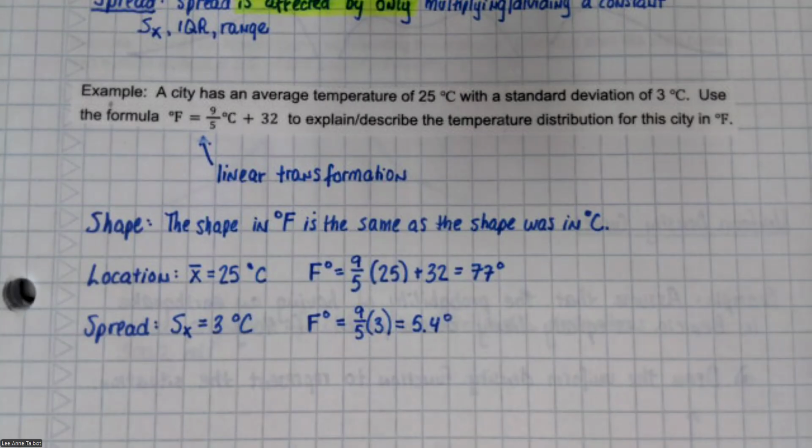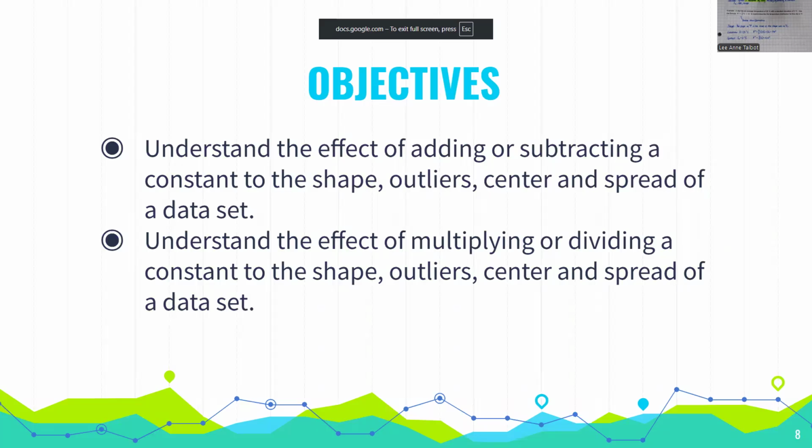Let's see. Okay. We had two objectives today. Understand the effect of adding or subtracting a constant to shape, outlier, center, and spread. Understand the effect of multiplying or dividing a constant to shape, outlier, center, and spread. I think we did it.